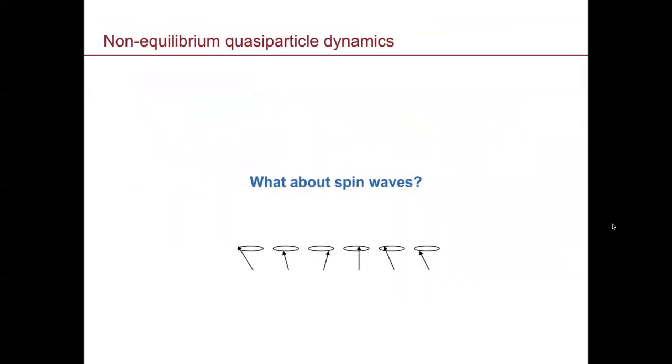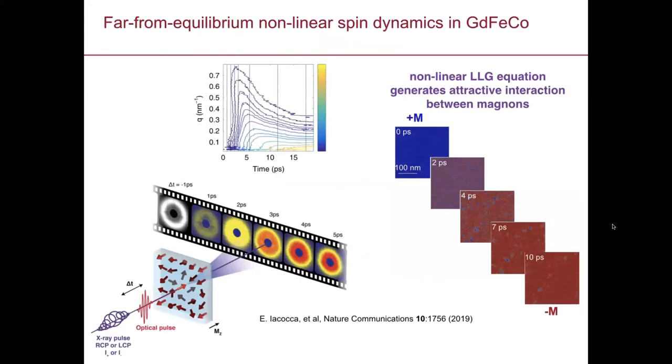Okay, so let me show you one slide about spin waves. Of course, the measurement will be the same. We measure the diffuse scatter with magnetic sensitivity, and the magnetic sensitivity is provided by X-ray magnetic circular dichroism. So we tune into an absorption edge. For iron, it's the L edge. For gadolinium, it's the M edge.